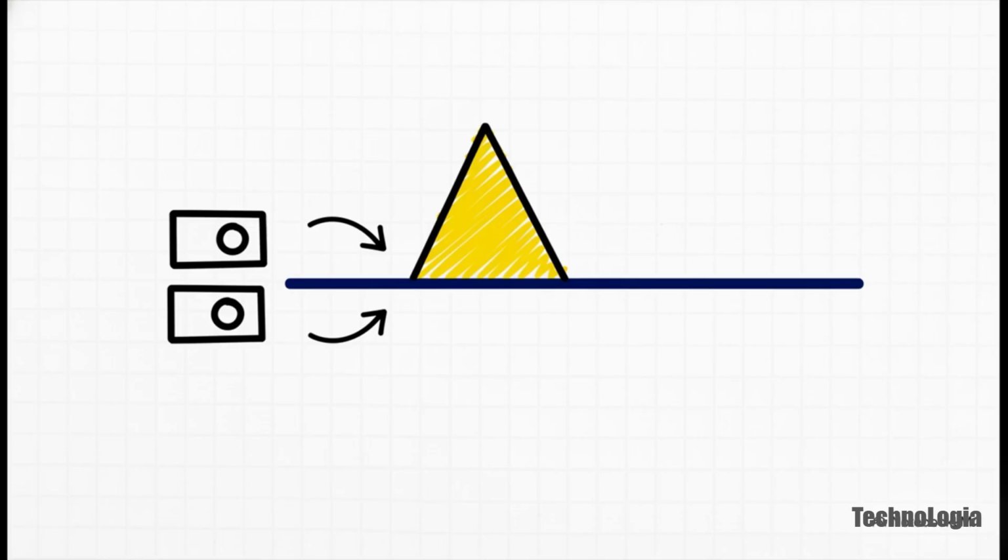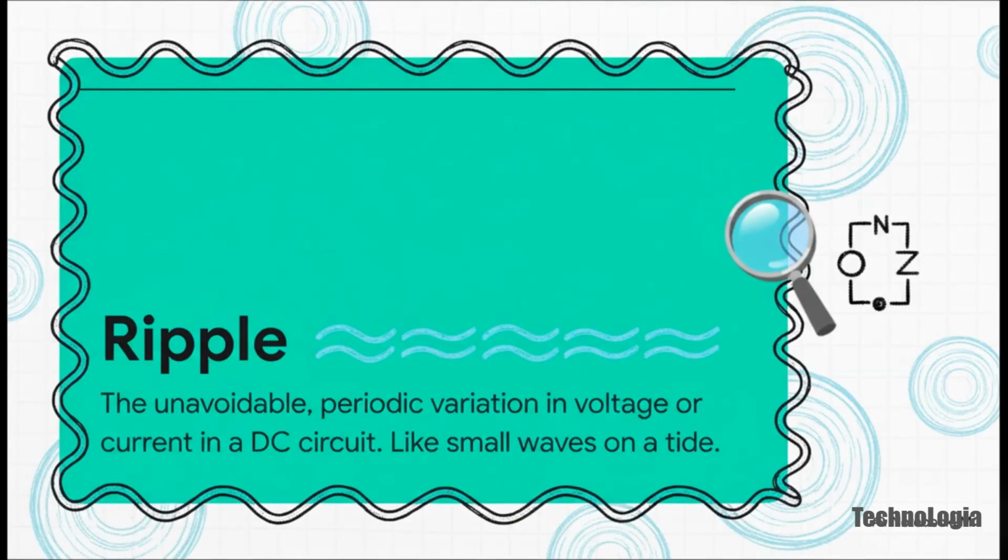This little triangular wave you see here, that's actually the signature of the converter doing its job. Inside, switches are flipping on and off thousands, even millions of times a second, storing and releasing energy, and that's what creates this constant rise and fall. This little variation has a name, and it's called ripple.